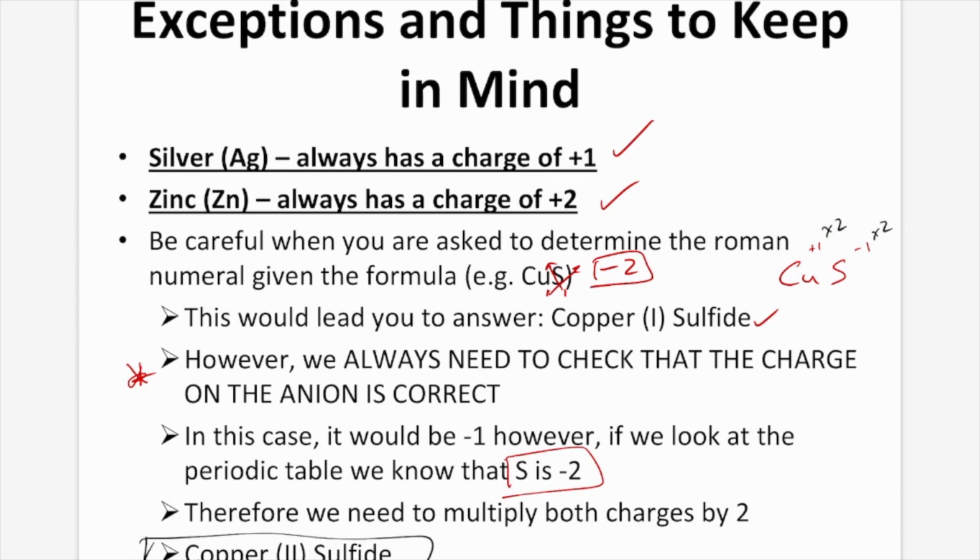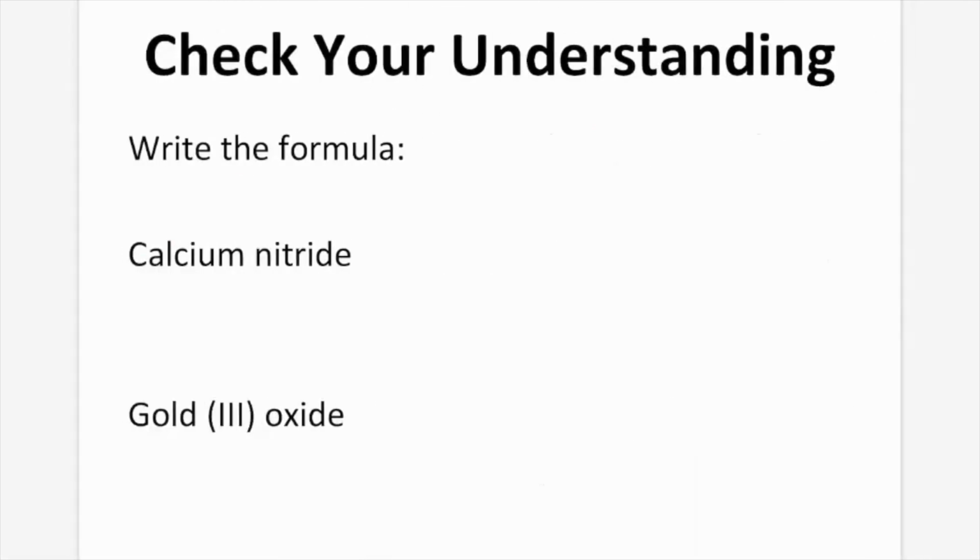2 sulfide. Very important, and something that a lot of students get tripped up on, so make sure that you understand what's going on and how to check. Check your understanding. So pause the video and answer these two questions.